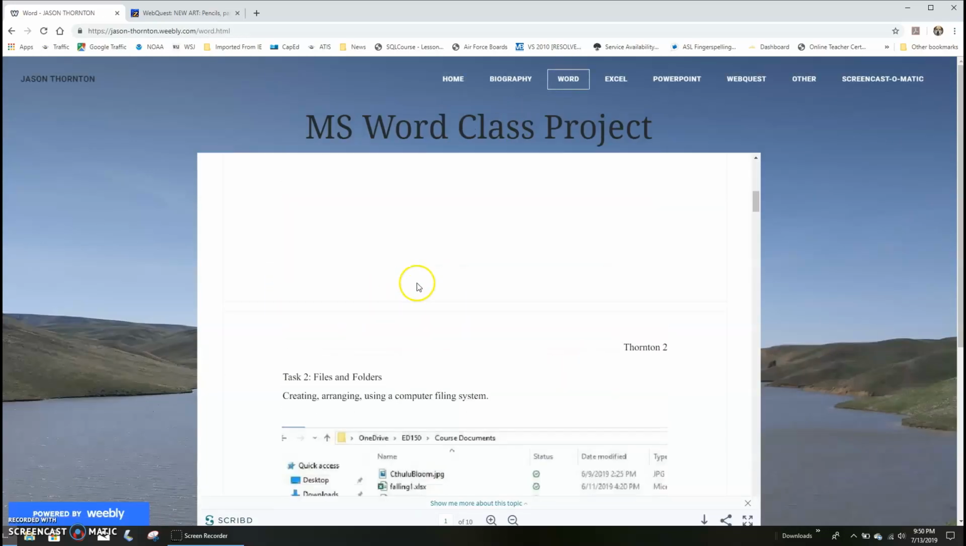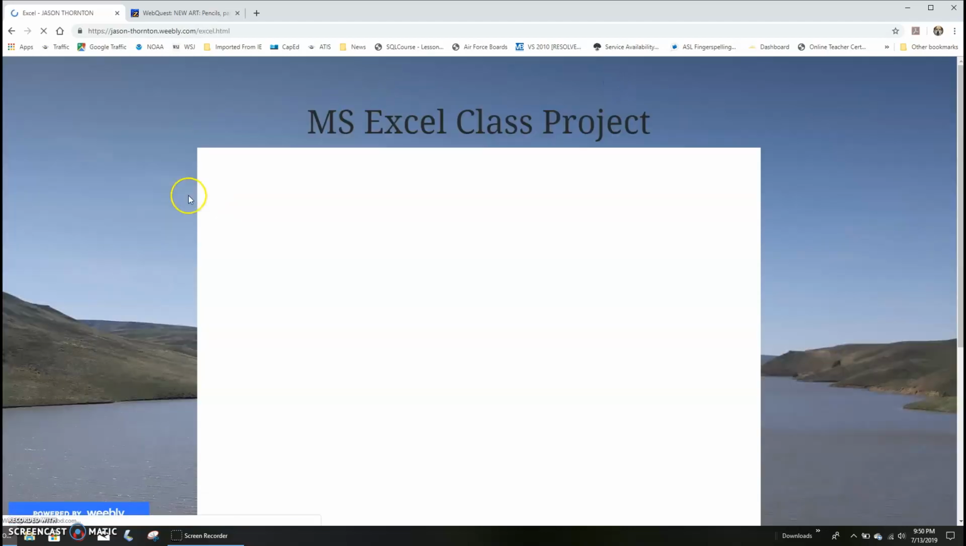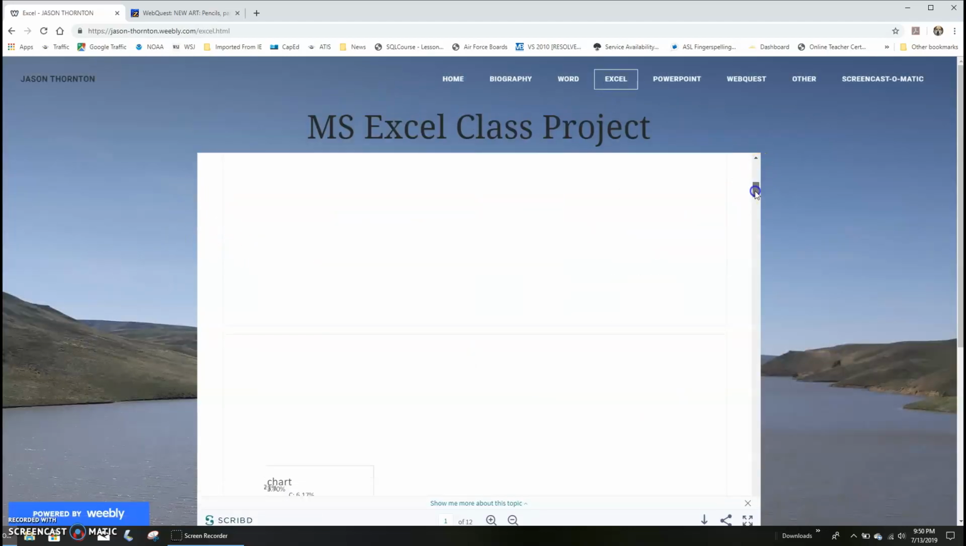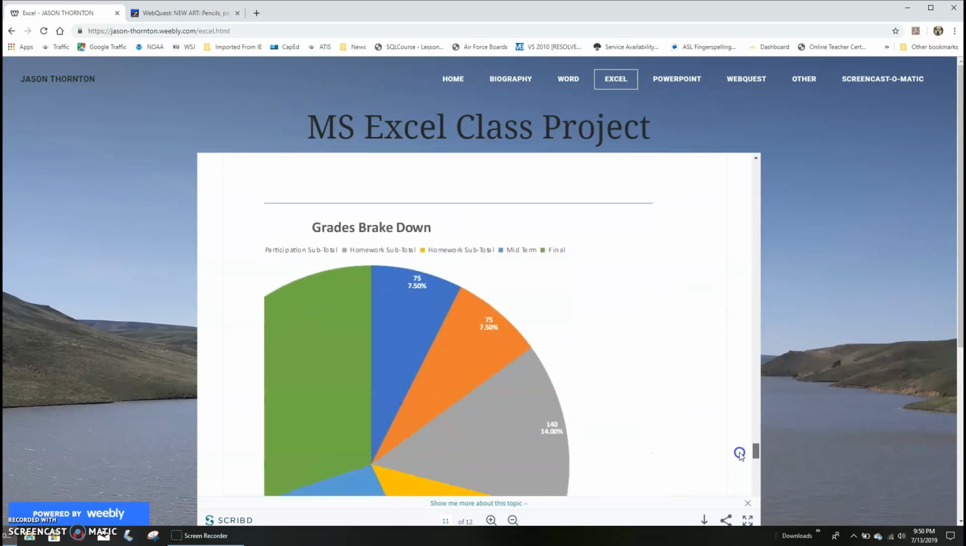This is our Word project. It was kind of fun just putting things together. Moving on to Excel, I had a lot of fun playing with this. Kind of enjoyed it. I haven't worked with graphs much, so it was good practice.